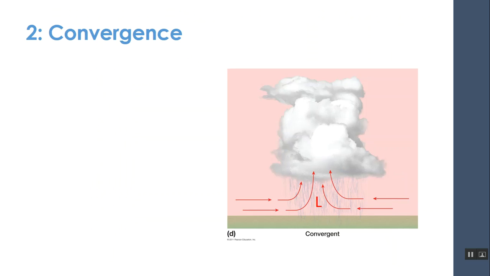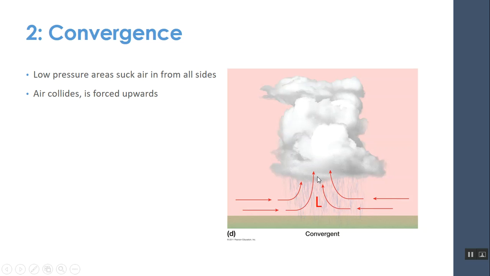The second cause of lifting air is convergence. And so we get a low pressure area. We talked about pressure last time, but basically when you have a low pressure area, air is going to rush in from high pressure areas and then be pushed up. So it's colliding and it is forced up in this area of convergence. It's converging on one another.